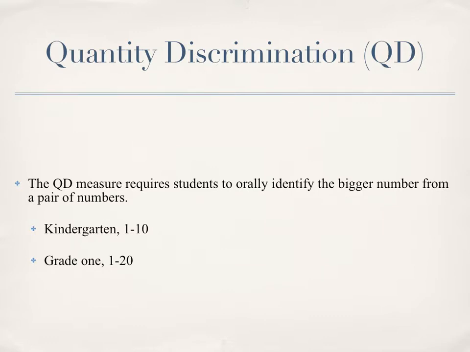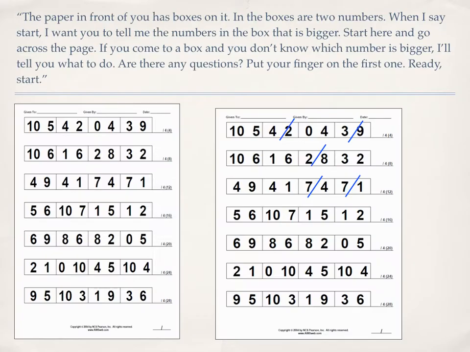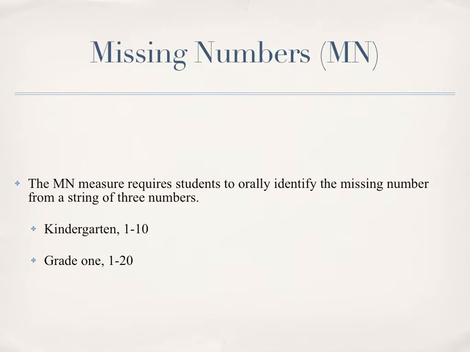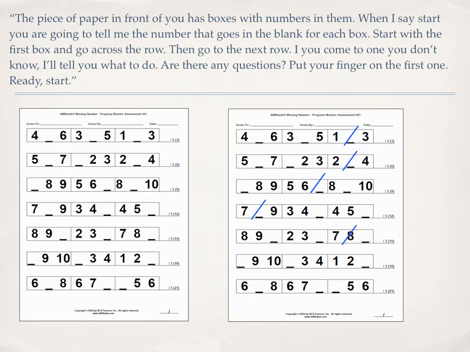The quantity discrimination measure requires students to orally identify the bigger number from a pair of numbers. Again, the same scoring procedure is applied as the previous assessment measure. The missing numbers measure requires students to orally identify the missing number from a string of 3 numbers. The same scoring procedure is applied as the previous assessment measure. Again, the goal is to get a 95% inter-rater reliability between the 2 examiners.